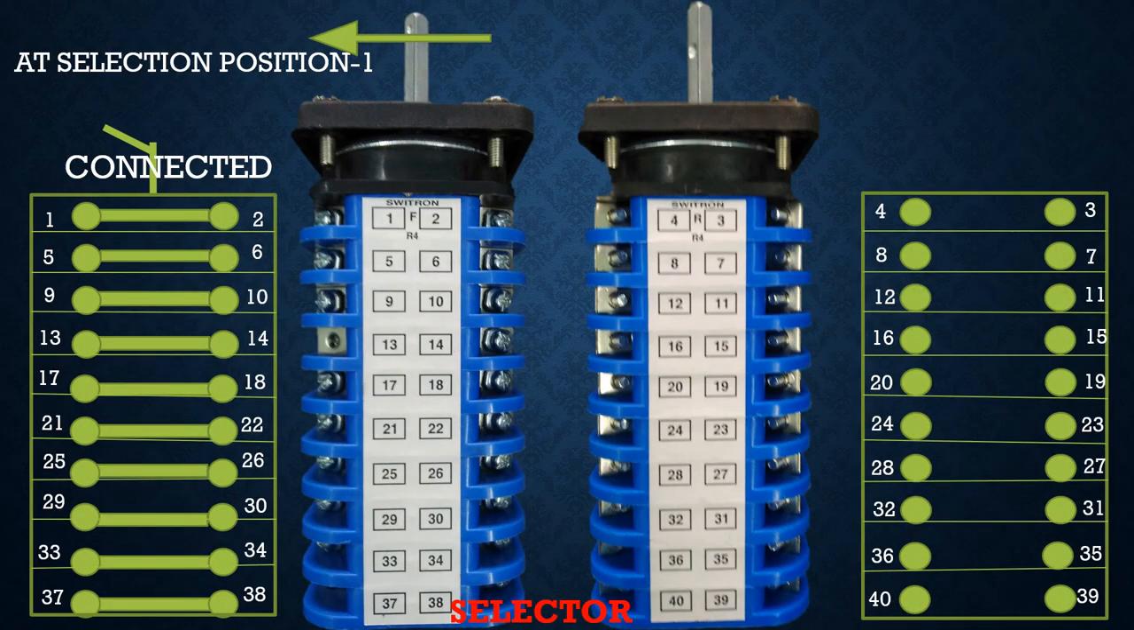It has two switching positions. At one selection position, contacts between 1 and 2, 5 and 6, 9 and 10, 13 and 14, etc. are connected, but contacts between 3 and 4, 7 and 8, 11 and 12, etc. are disconnected. Let's check continuity between 1 and 2 by using a multimeter and hear the continuous beep sound.